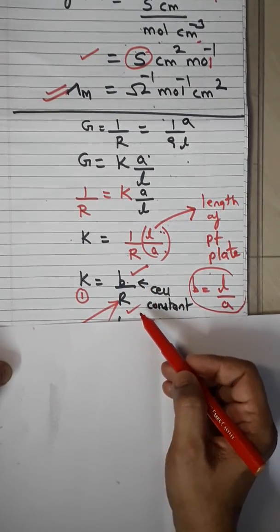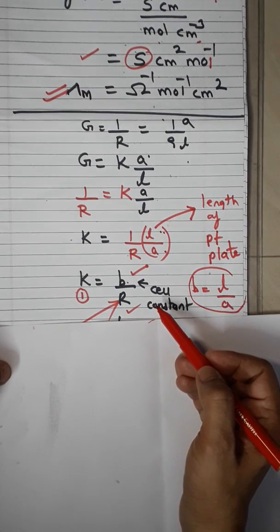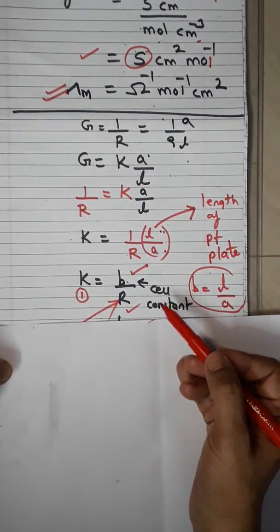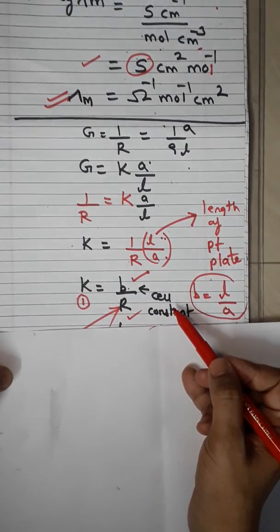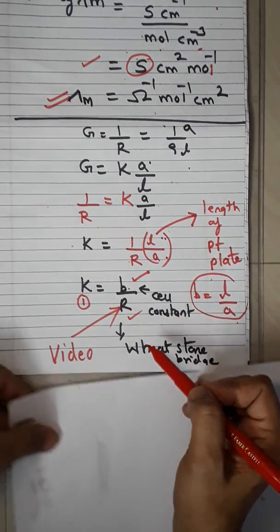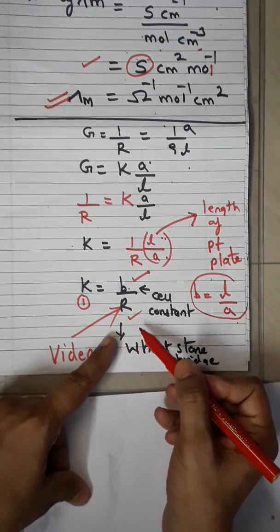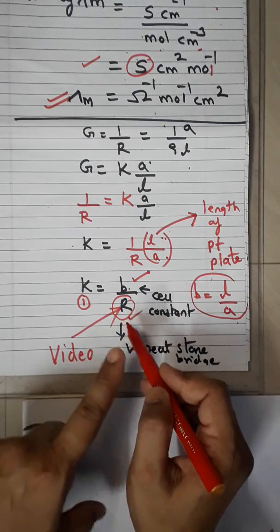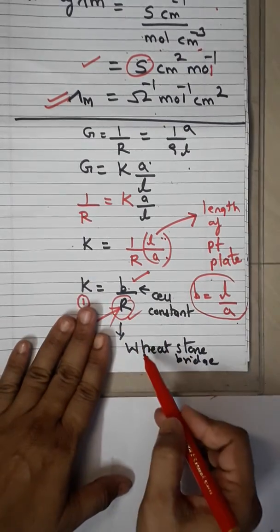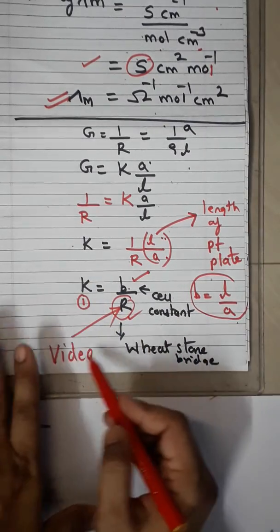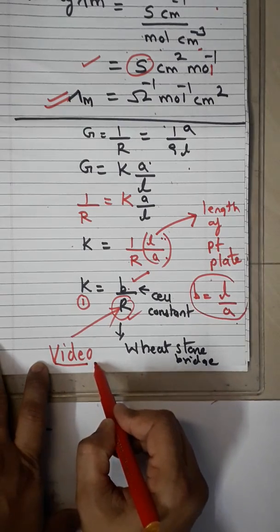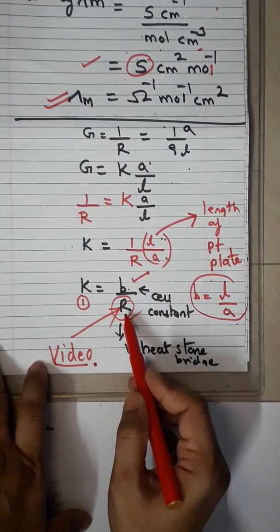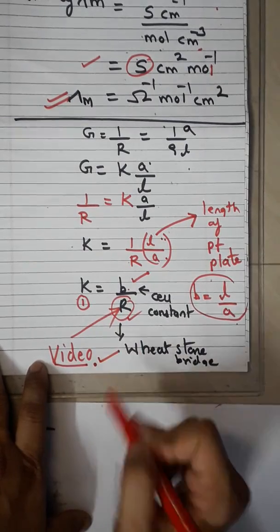In the coming sessions, we are going to solve the numericals based on this concept. You need not forget that K is equal to B upon R, wherein B is cell constant and R is the resistance of the solution. Now, how you will calculate the resistance of the solution? You will calculate the resistance using Wheatstone bridge. I have shared one video with you people. You have to find out on that video how you will get the value of R. We are done with the day.